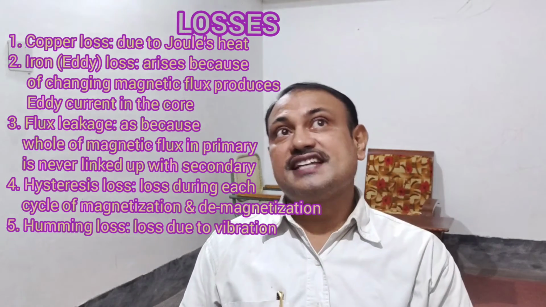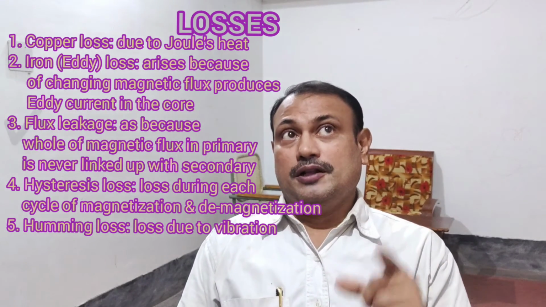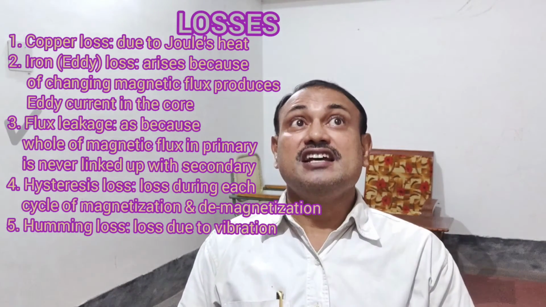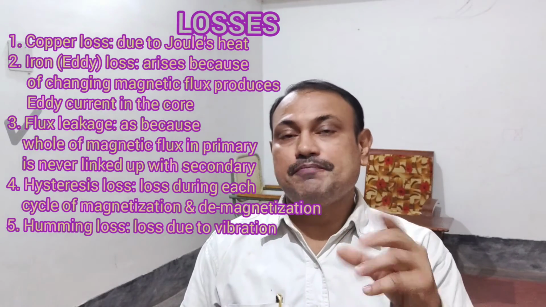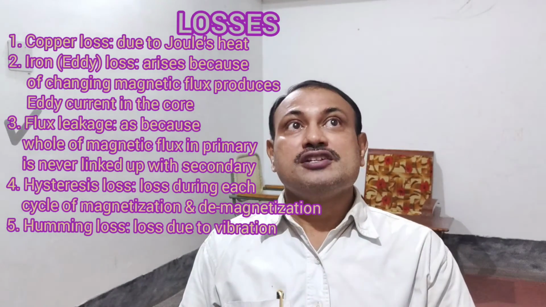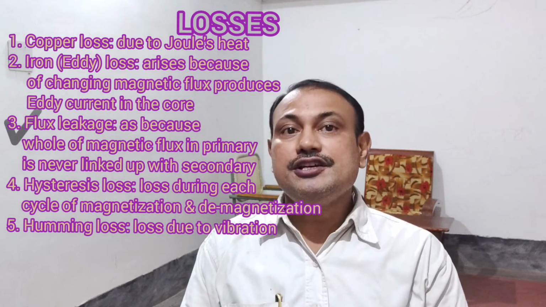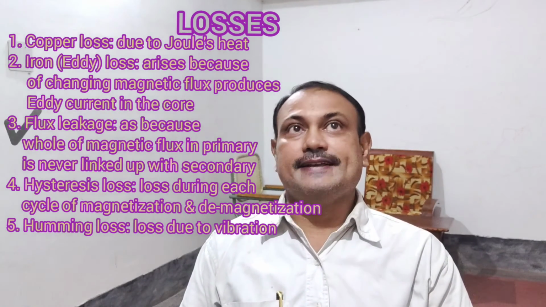And the flux linkage case, in actual transformer, the coupling of primary to secondary is never perfect. That is, the whole of the magnetic flux generated in primary is never linked up with the secondary. This causes a loss of energy, which we call flux leakage.